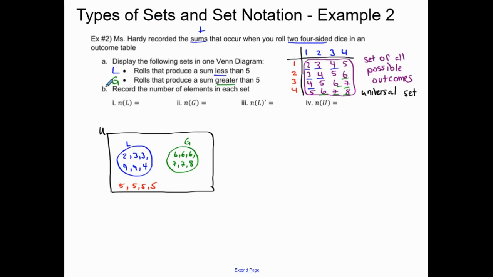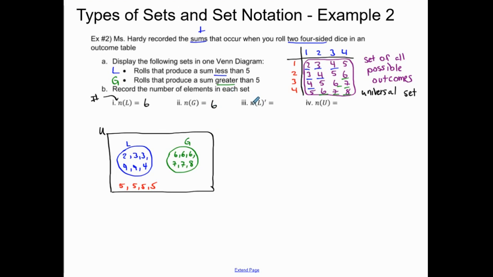Okay, so B, we are now going to record the number of elements in each set. So all this N means is number. So this is telling us in mathematical talk that we want to find the number of the elements in set L. So in set L, I have 1, 2, 3, 4, 5, 6 elements. That's all that means, right? Here, I want the number of elements in set G. Okay, so I have 6 in set G as well.